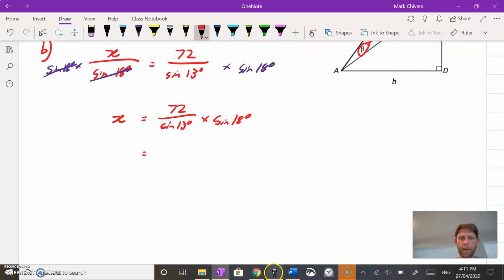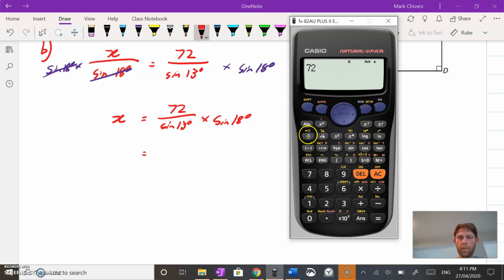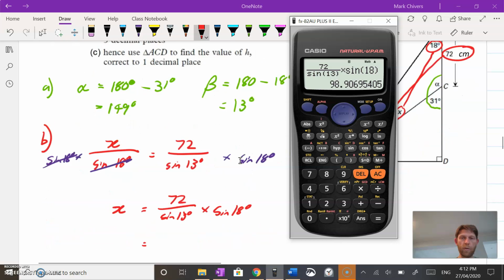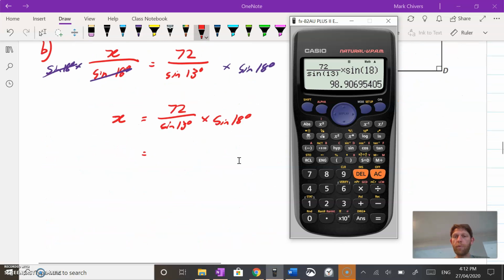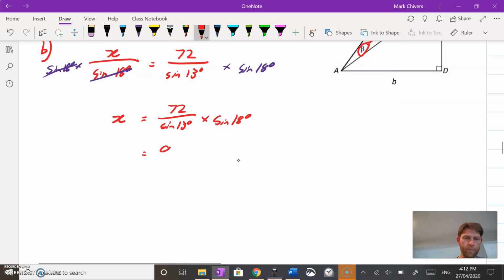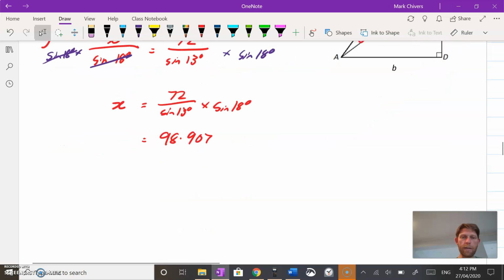And I plug that into my calculator. 72 on sine 13 degrees times by sine 18 degrees. And that's going to give me 98.9. The question has asked for me to give it to 3 decimal places, so 98.907. And the answer is going to be in centimetres. And we're still not finished because there is a part C.